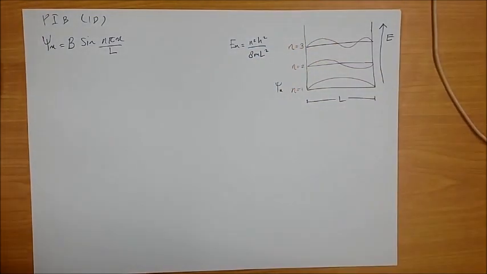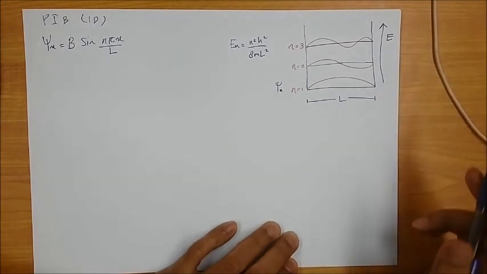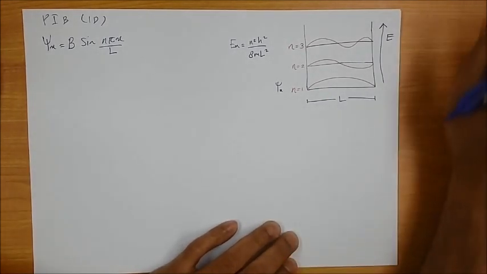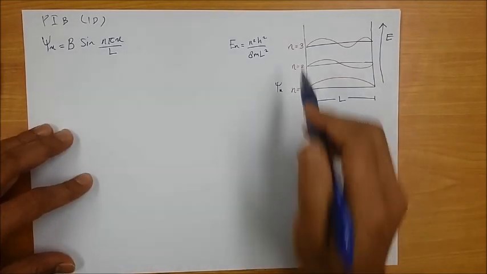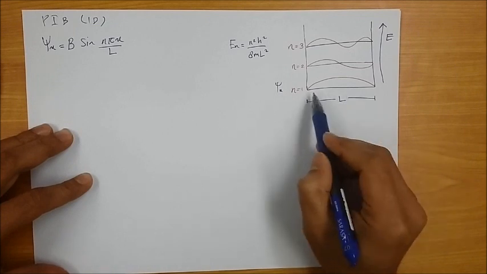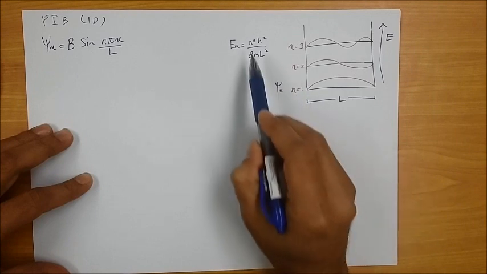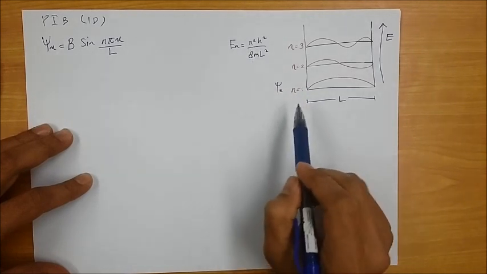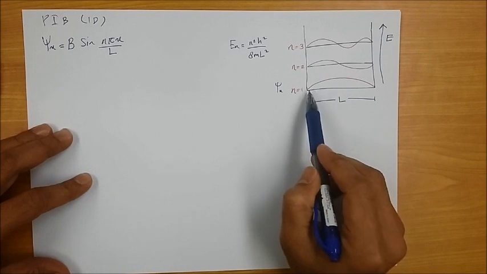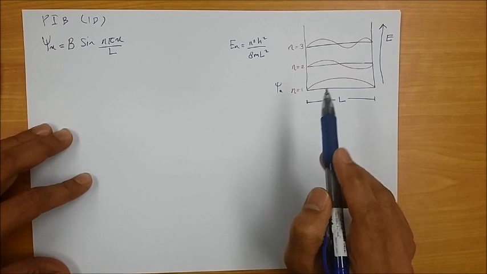Right, so now we continue our discussion on the particle in a box, one-dimensional with infinite potential. If this is our box of one-dimensional length L, the energy is discrete: it is a function of n squared, where n is an integer, 1, 2, 3. So you have discrete energy levels for this particle in the box, right?